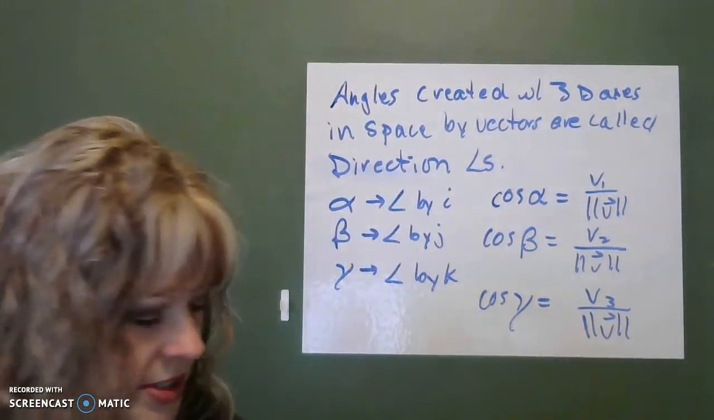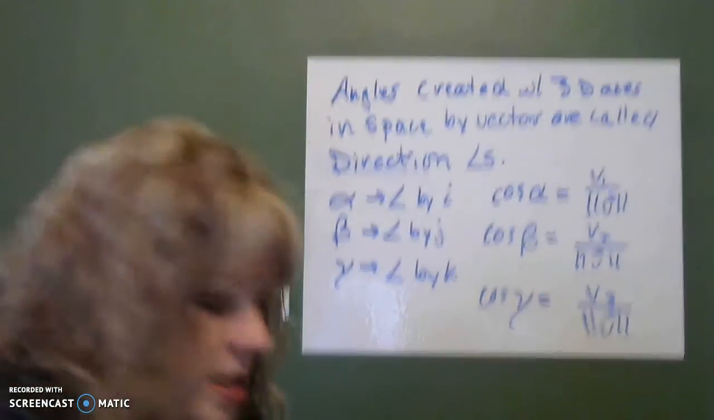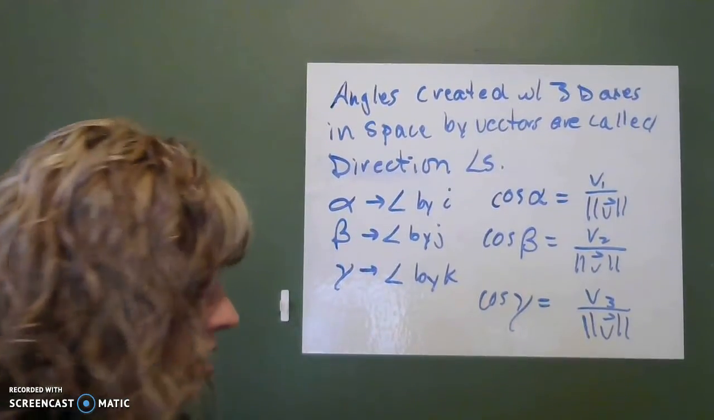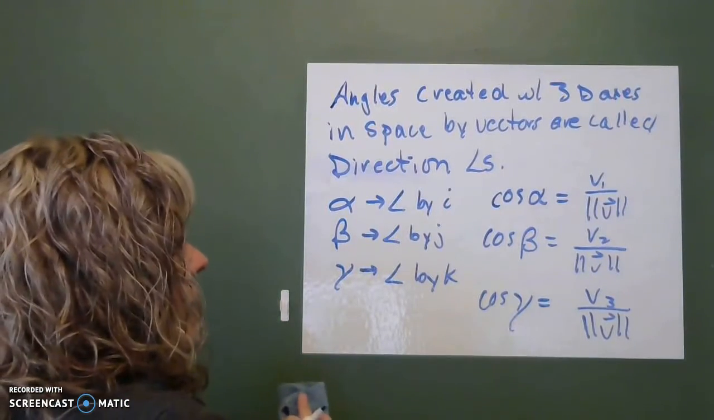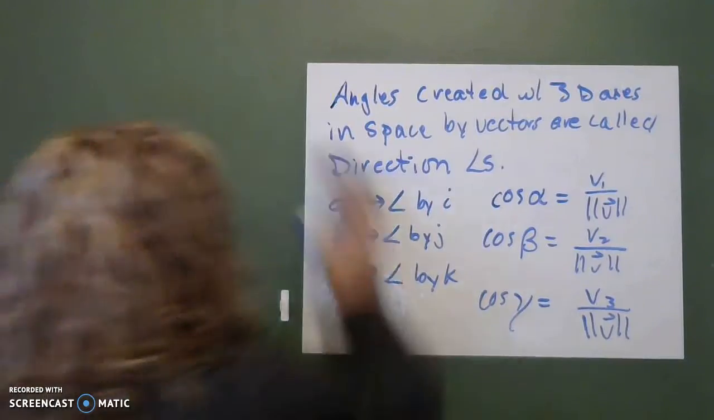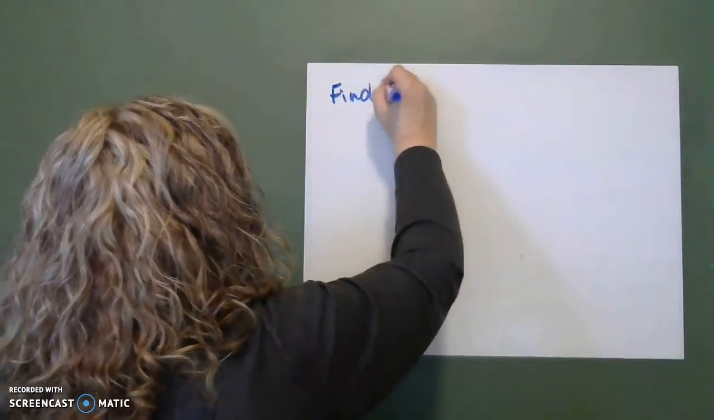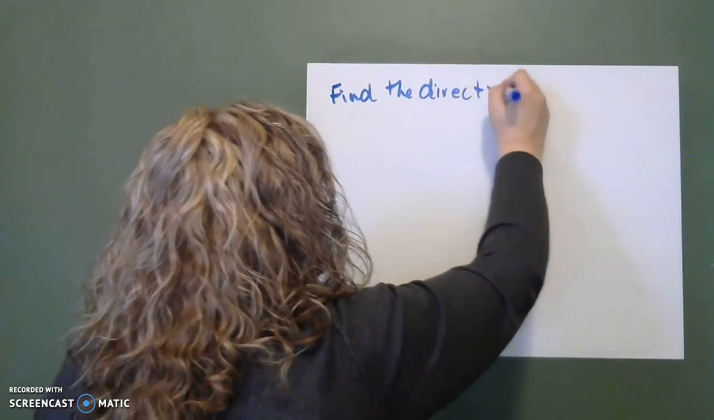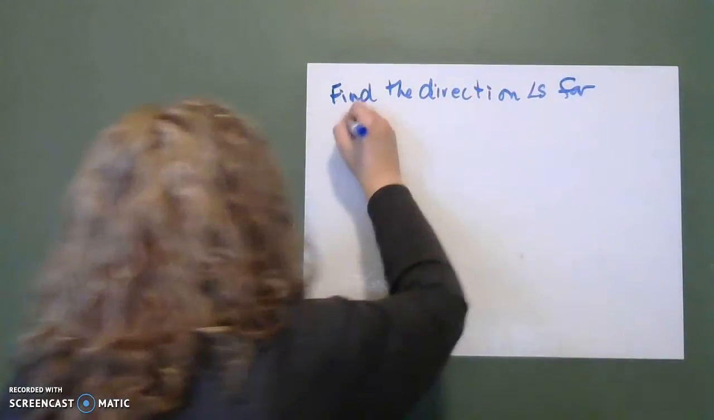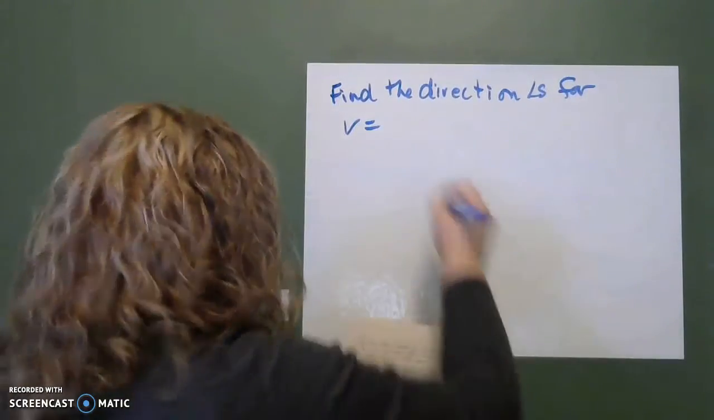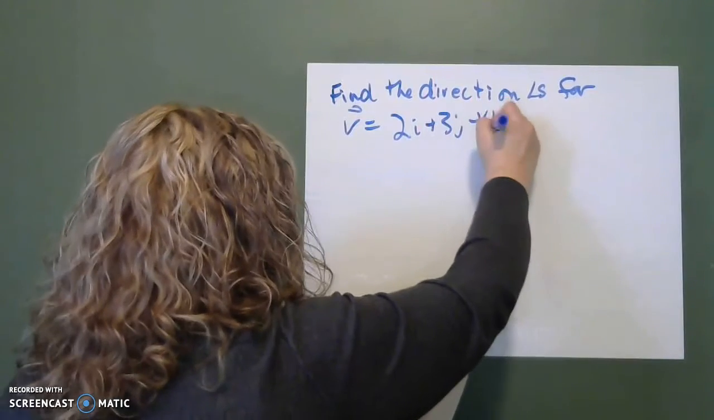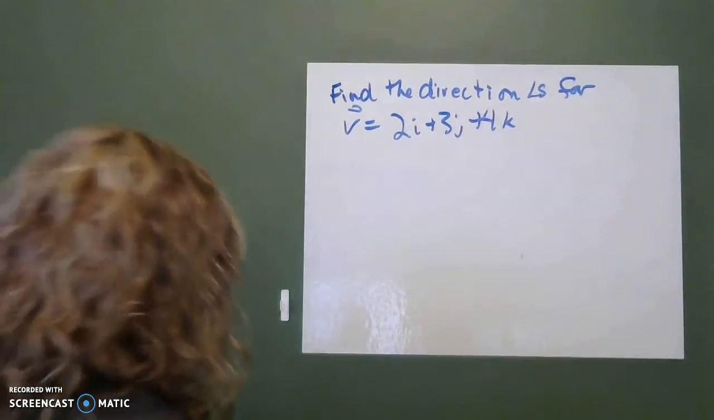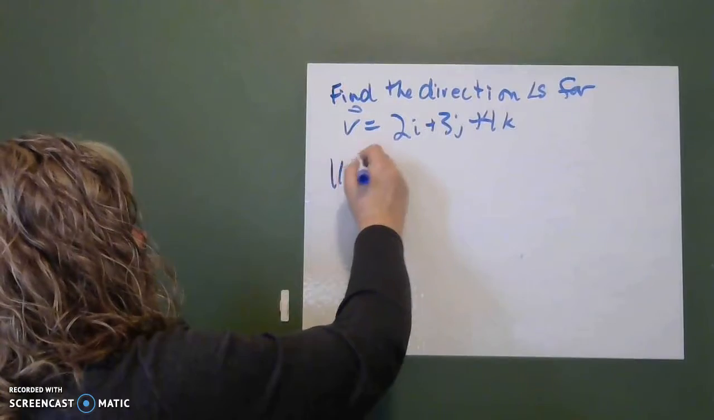All right? So I'm going to give you a second here, and we'll do an example. Let's find the direction angles for the following vector. So you may want to pause and write this down. I'm going to erase this. Find the direction angles for V equals 2I plus 3J plus 4K. All right, so let's first get that magnitude.